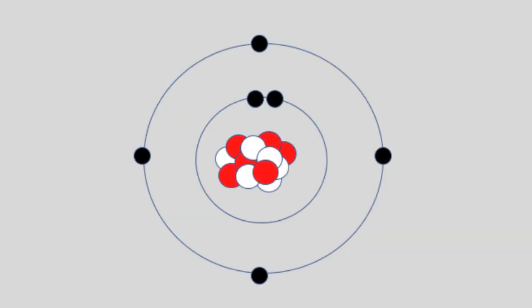Carbon has an atomic number of 6. This means that it has 6 protons in its nucleus. It also has 6 electrons. 4 unpaired electrons are found in the outer, or valence, shell. This means that carbon can share these electrons with up to 4 different atoms, forming covalent bonds.